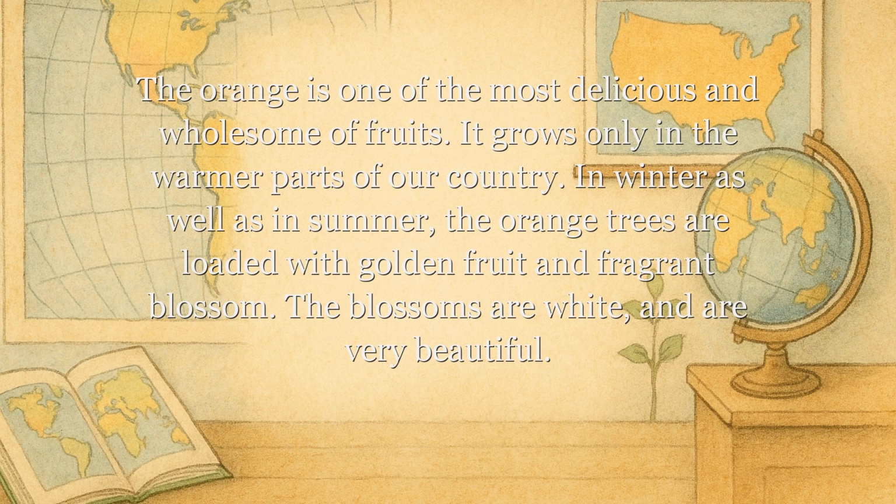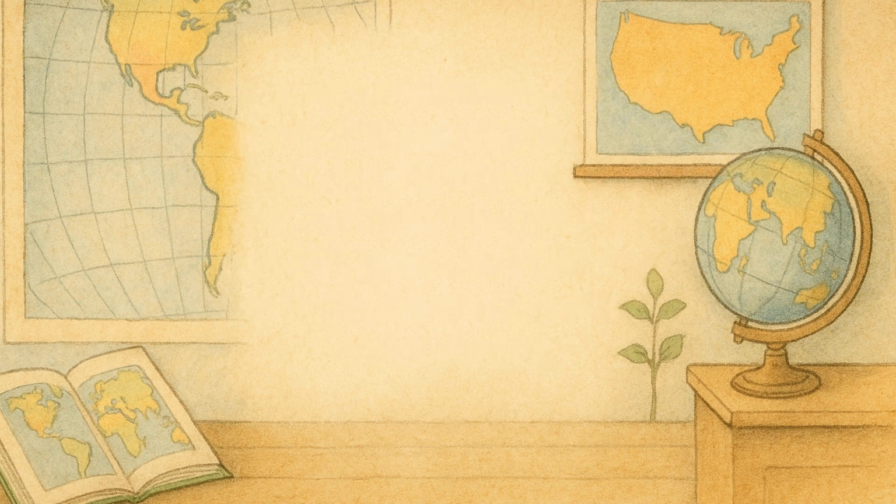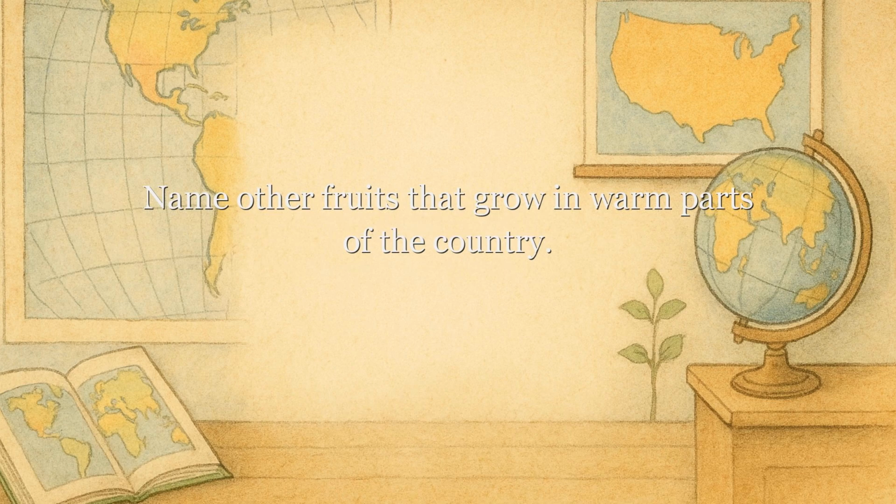The orange is one of the most delicious and wholesome of fruits. It grows only in the warmer parts of our country. In winter as well as in summer, the orange trees are loaded with golden fruit and fragrant blossom. The blossoms are white and are very beautiful. Name other fruits that grow in warm parts of the country.